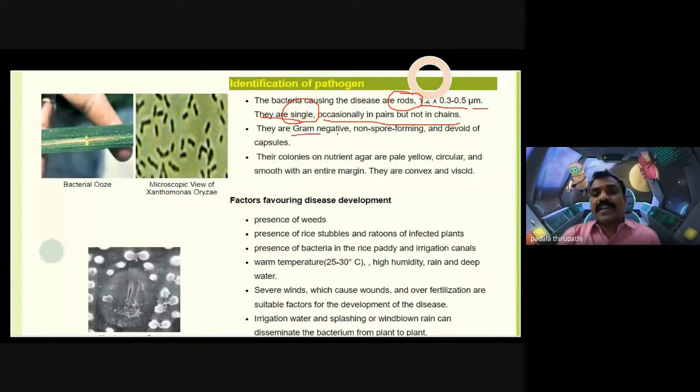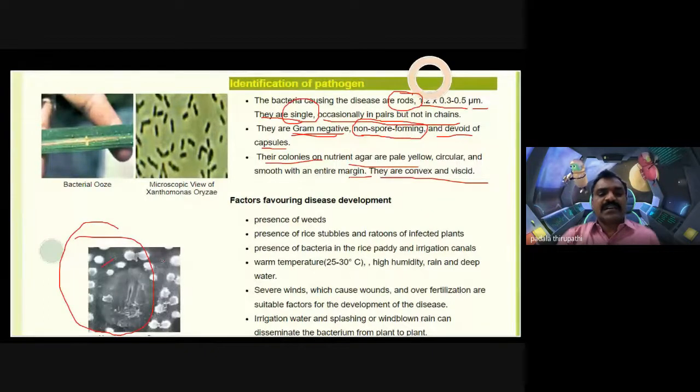They are gram-negative bacteria. Yesterday we discussed angular leaf spot of cotton, also a gram-negative bacterium. They are non-spore forming bacteria; angular leaf spot of cotton also is a non-spore forming bacterium. The colonies on nutrient agar are pale yellow, circular, and smooth with entire margin. They are convex and viscid. These are the structures we observe in Petri plates in the laboratory method.